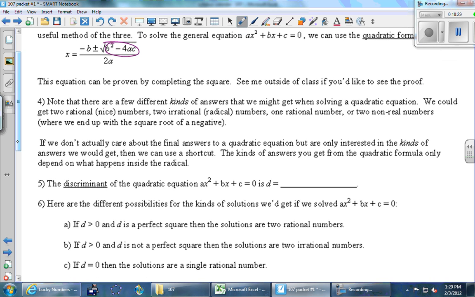Okay, so the discriminant is that thing that I've circled up above. B squared minus 4AC. That is the discriminant.